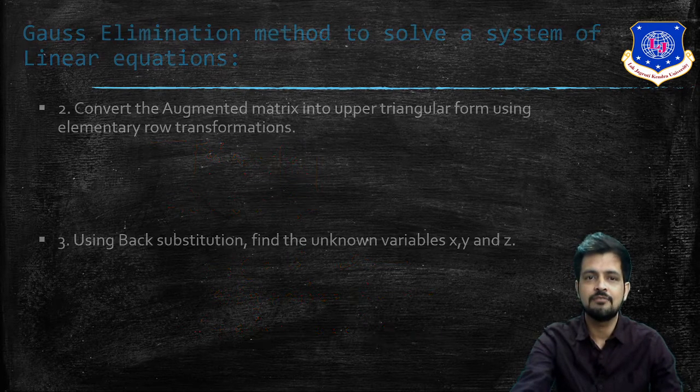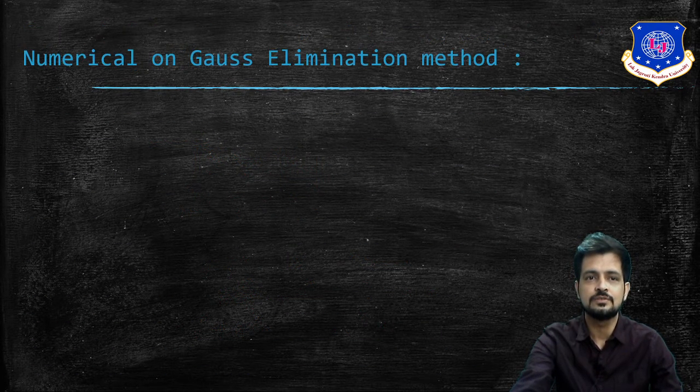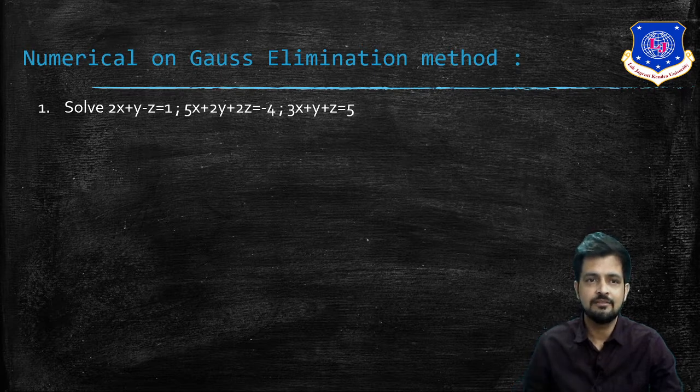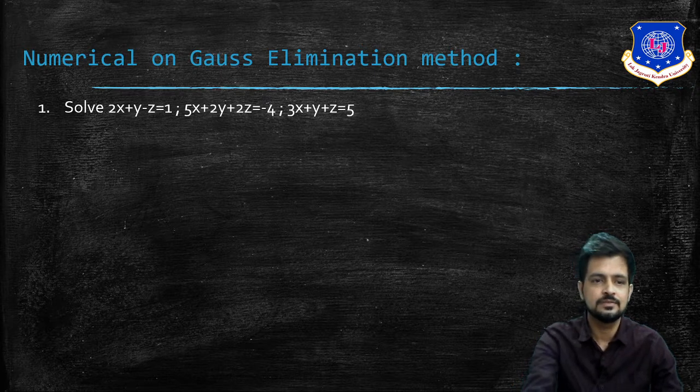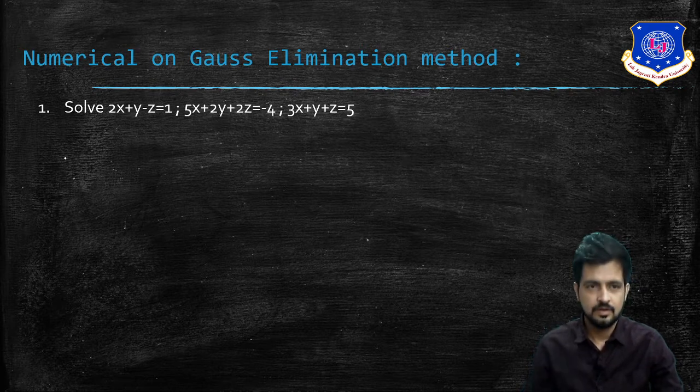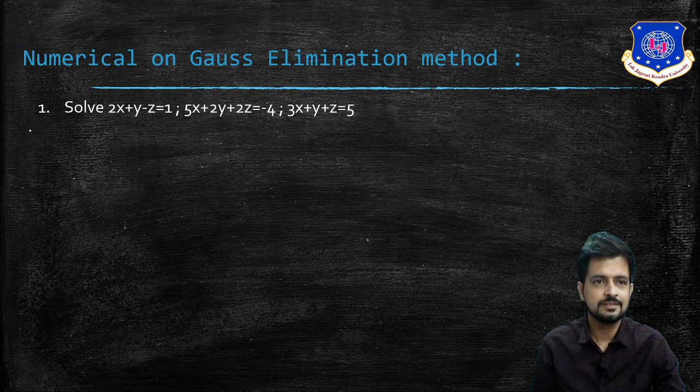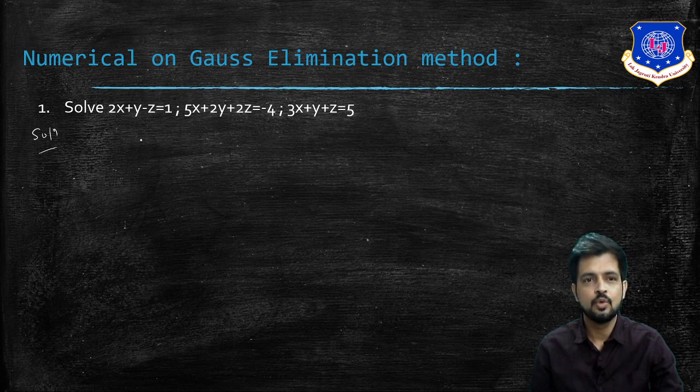So let us take one example on the basis of this. Okay, let us take one numerical on the basis of this. Okay, first of all, what is given? Three different equations are given. Okay, 2x plus y minus z equals to 1, 5x plus 2y plus 2z equals to minus 4, and we have to solve it with the help of Gauss elimination method. Okay, so we will follow the steps.